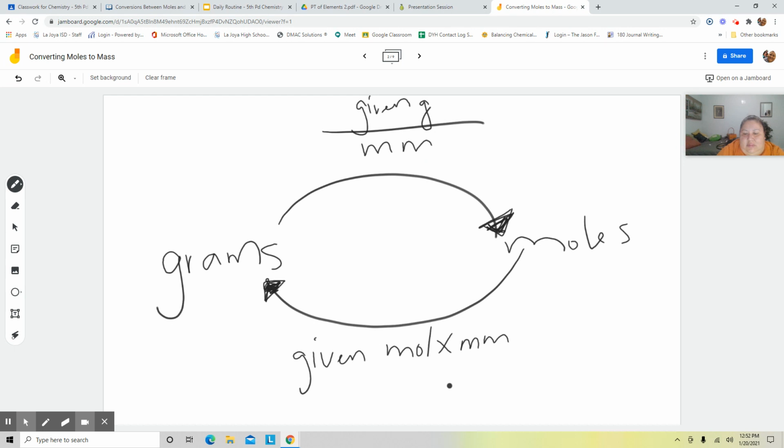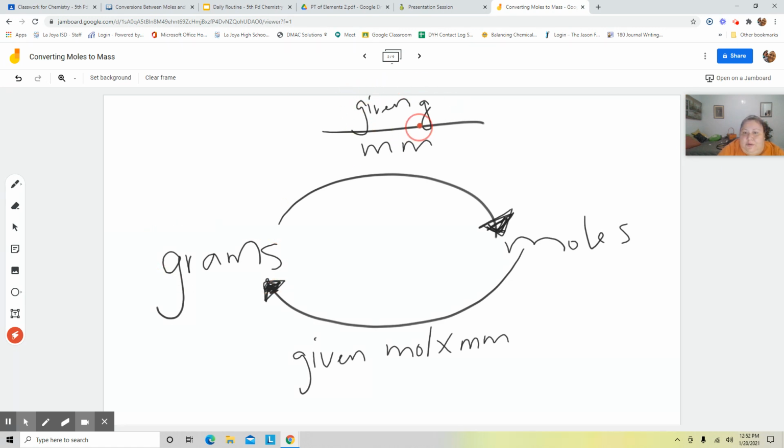Divide, multiply. Those are your options. What are you going to do? You're given grams. Dice que you have 90 grams. Tienes que cambiarlos. You need to change them to moles. What you going to do? Top or bottom? You have grams. Divide. Yes, ma'am.